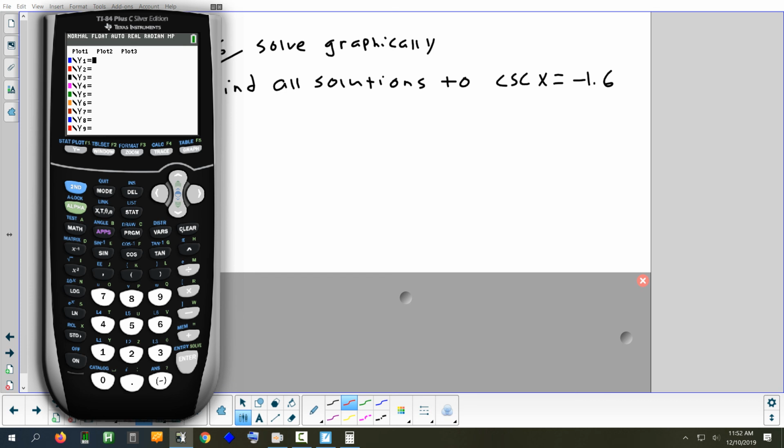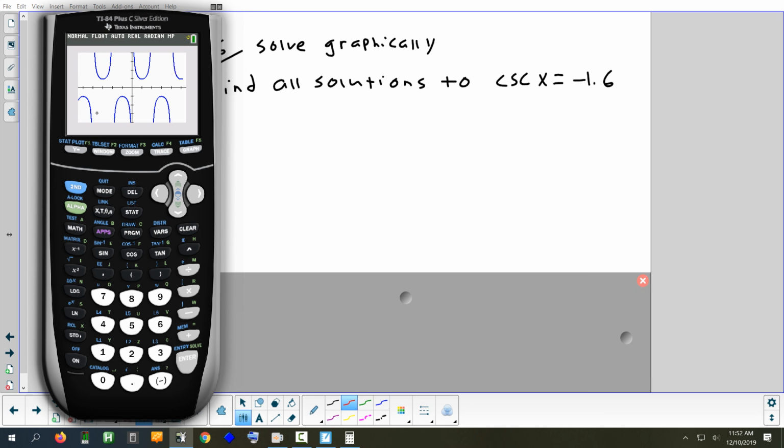Cosecant x. And how would you take it? 1 over sine. Right, and what would you put in y2? Negative 1.6. Now, if we hit zoom 7, you're going to end up seeing lots of solutions. Now, just let it go.